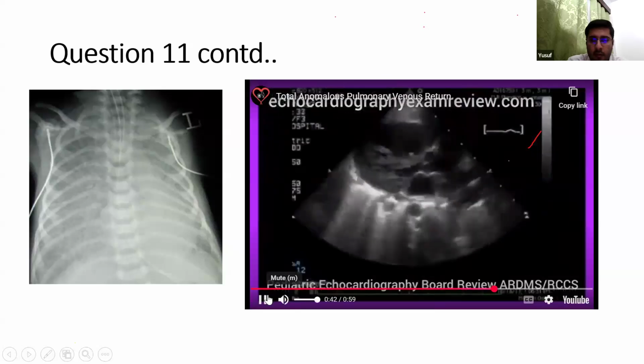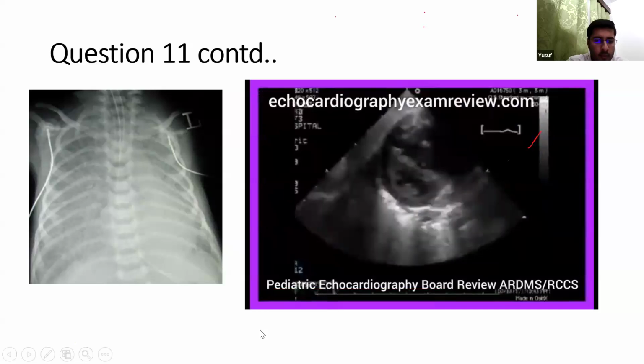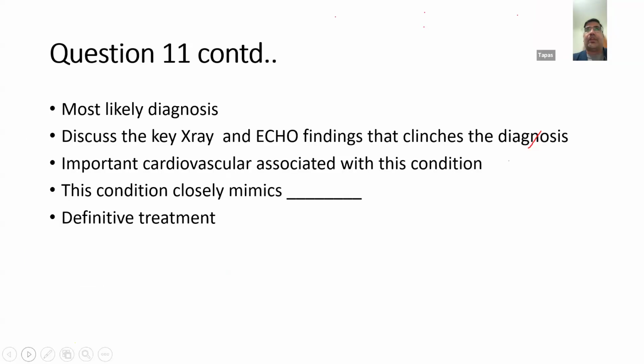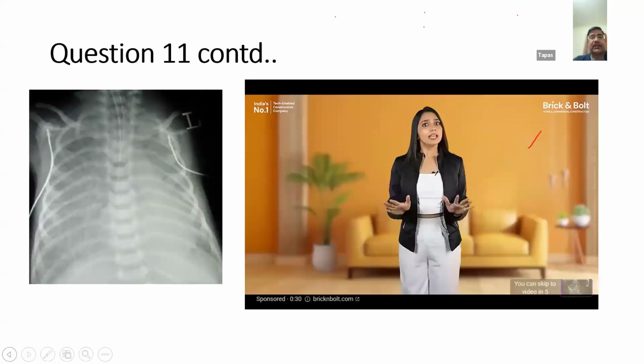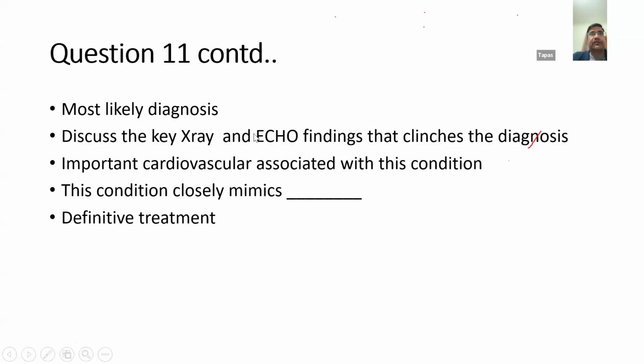Nothing much of significance in this case. Okay, so let's go on to the questions. On the X-ray, what can you make out? You can see there's an RDS-like picture, plethoric lung fields. There's no cardiomegaly, or maybe borderline cardiomegaly, with a huge plethora.